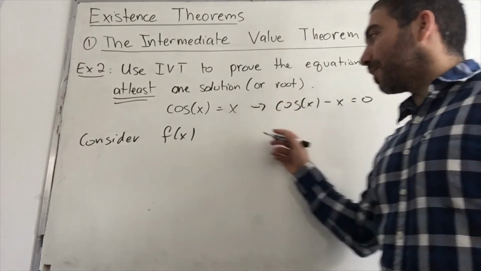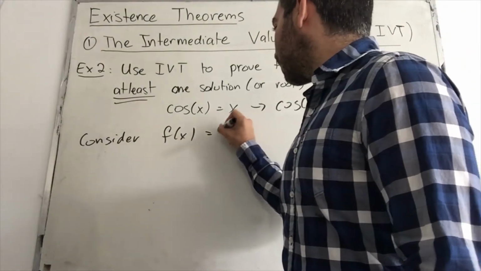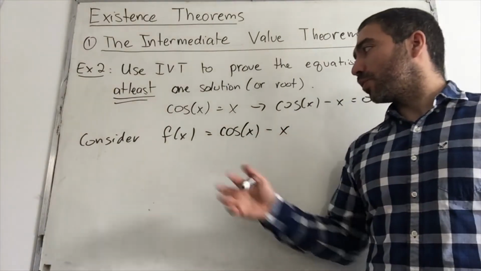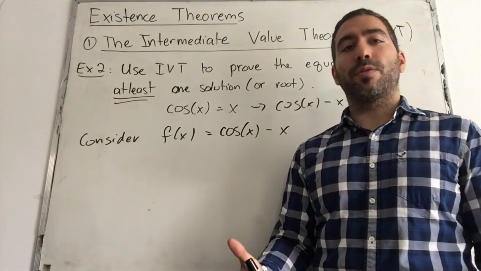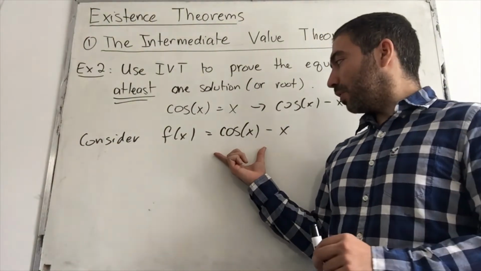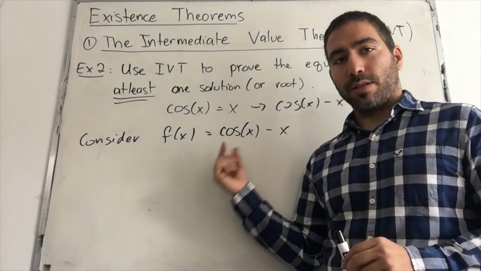And now I'm going to consider this function. So f of x equals cos of x minus x. So we're considering this function over here. What do we need in order to apply IVT? We need continuity. Do we have continuity here? Is this function here continuous?